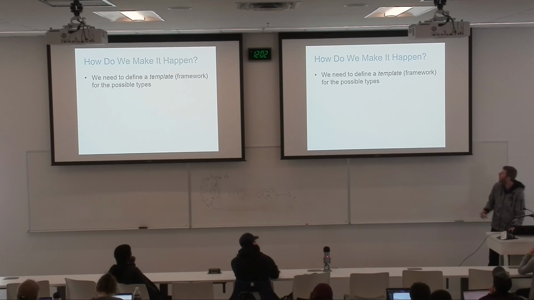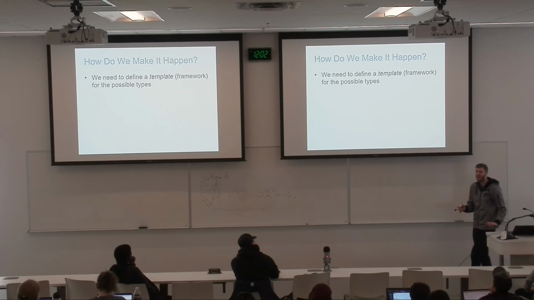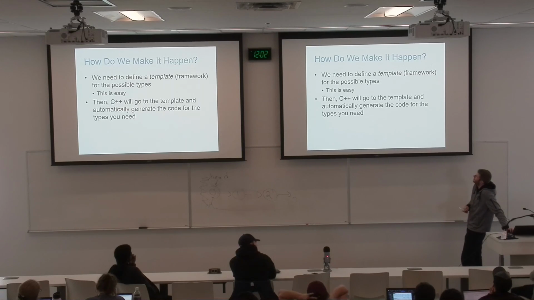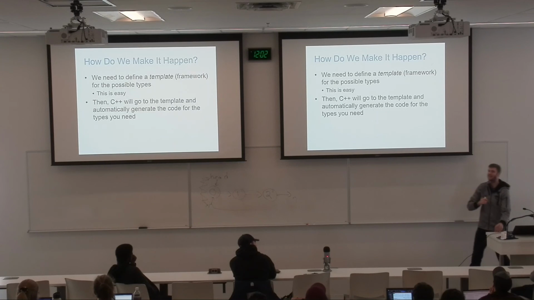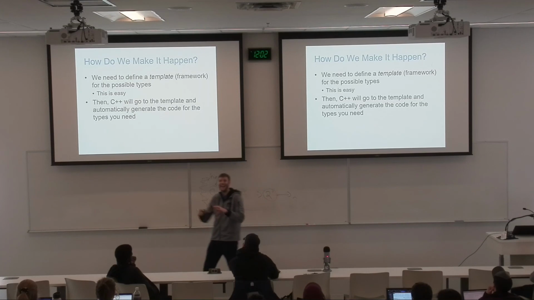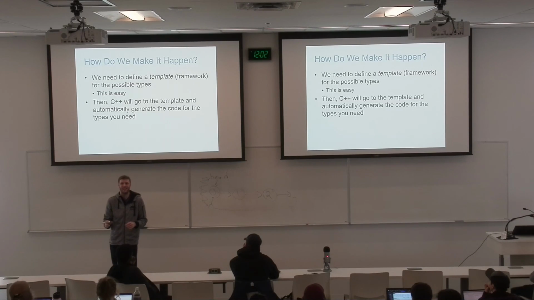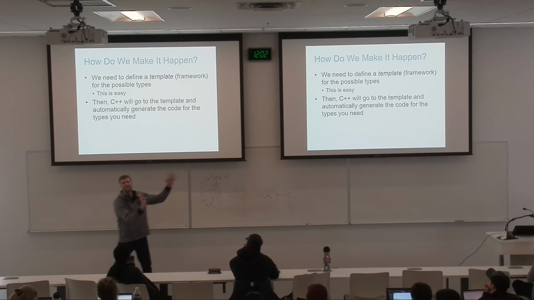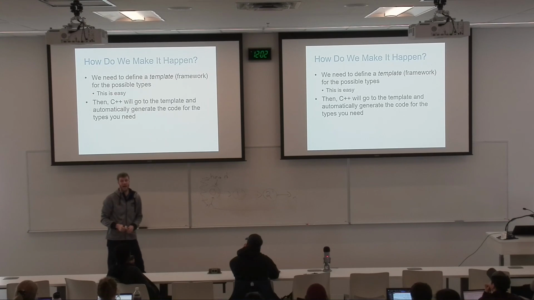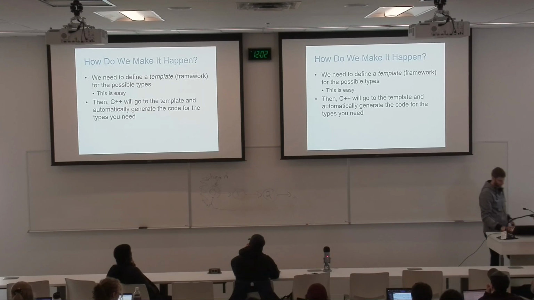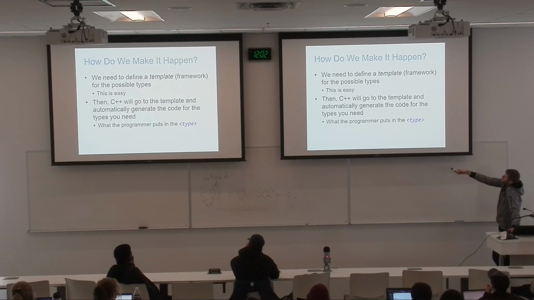So how do we make it happen? Well, we need to define a template. It's kind of like a framework for what the possible types are going to be. So this is easy. Then C++ is actually going to look at the template, and the template's usually going to be written in your header file. It's going to look at the template and then generate the code, basically like a copy-paste, find and replace all T's with whatever type you put in there, and generate the CPP code for you. So a lot of times that CPP file is going to be empty. Yeah, so it generates it for whatever the type is.